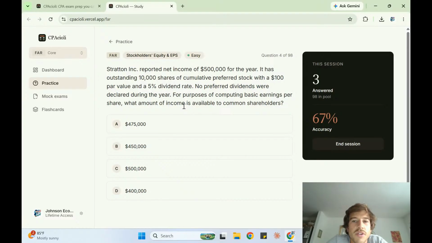Okay, 500,000. Okay, basic earnings per share. It should be easy. 500,000. I think you subtract out the preferred stock.